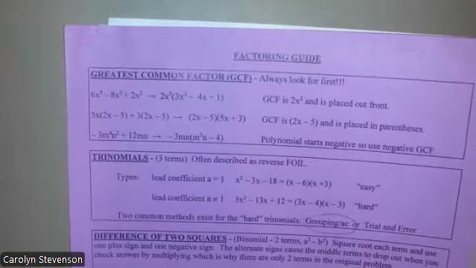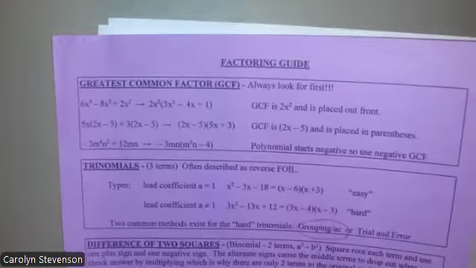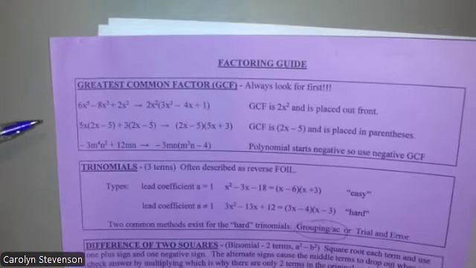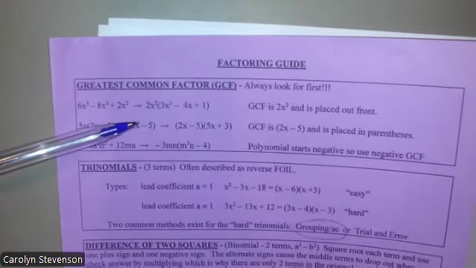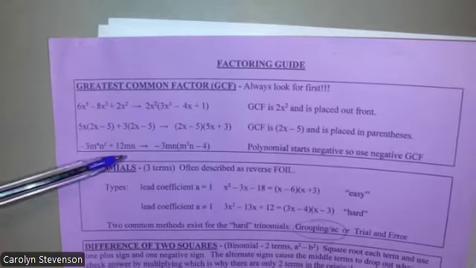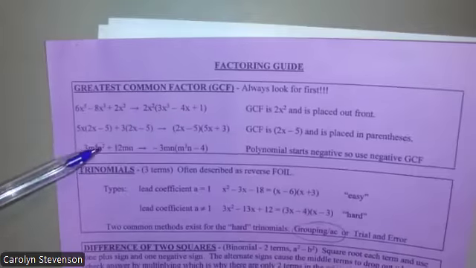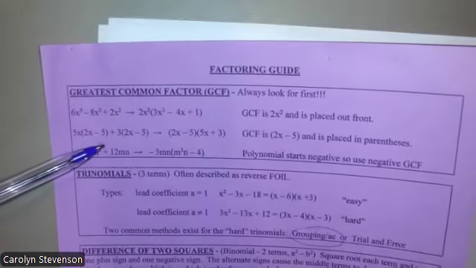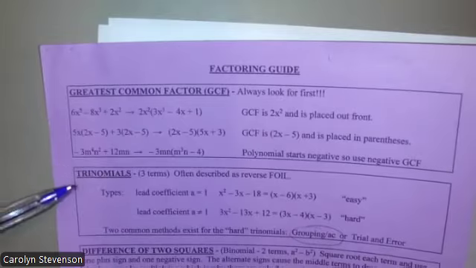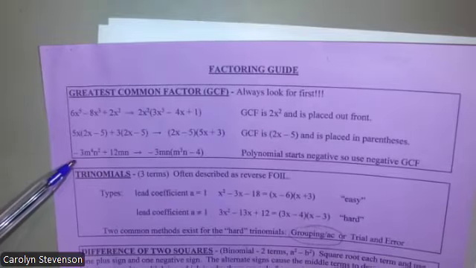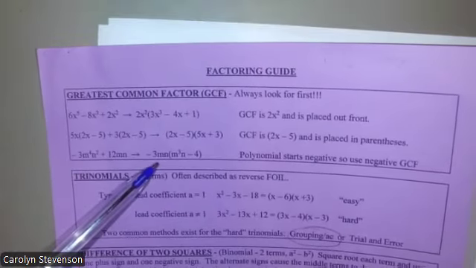The very first kind was greatest common factor, or GCF, where we find out what's common and we divide it out. What's common could be a monomial, like 2x squared. And this one, what's common is a binomial. And then if our factoring problem starts with a negative, like this one does, we have to use a negative GCF.